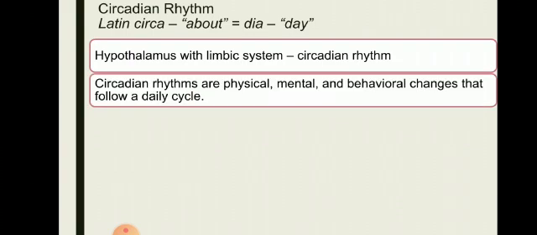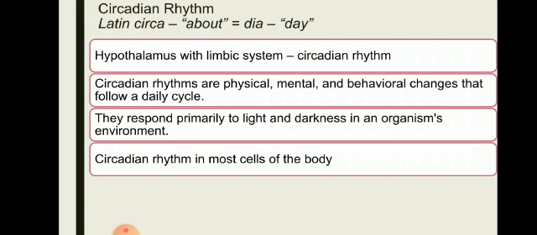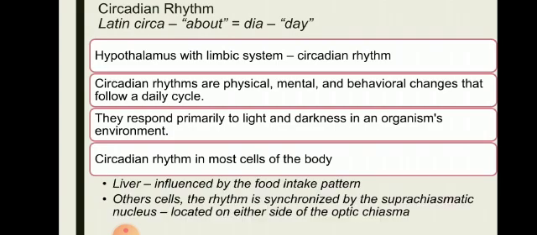Now circadian rhythms can be physical, mental, and behavioral changes that follow a daily cycle. They respond primarily to light and darkness in the organism's environment, and circadian rhythm is present in most of the cells of the body. The liver is influenced by the food intake pattern. For the other cells, the rhythm is synchronized by the suprachiasmatic nuclei, which are located on either side of the optic chiasma. So basically, the nucleus in the hypothalamus which regulates and maintains circadian rhythmicity is the suprachiasmatic nuclei, which you also call the biological clock.